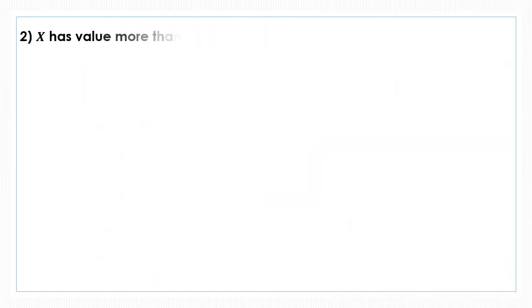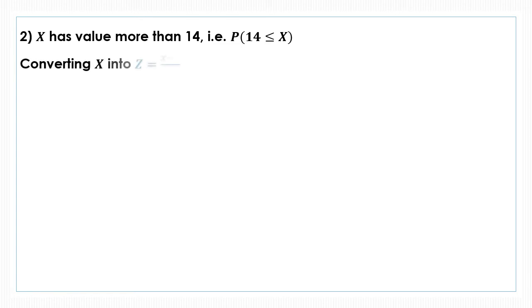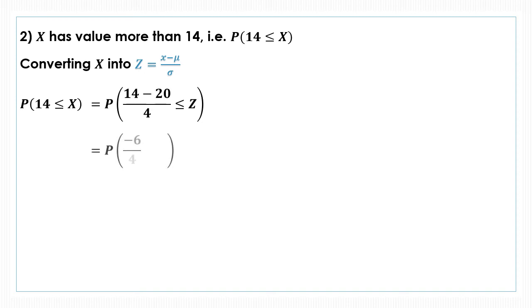X has value more than 14. So x is greater than 14 is what we are trying to say here. We will convert this value into z, which is x minus mu upon sigma. So 14 is less than x, or x is greater than 14. We can say either, it's okay. So (14 minus 20) upon 4 less than or equal to z, that is negative 6 upon 4 less than or equal to z, that is negative 1.5 less than or equal to z.